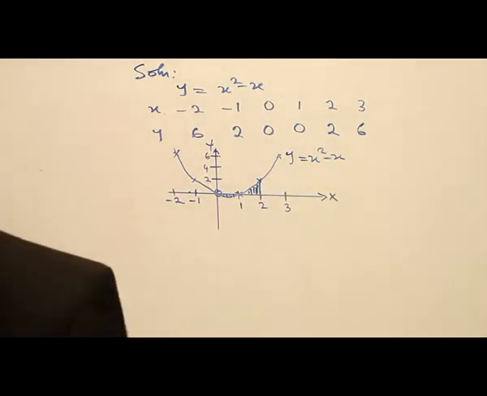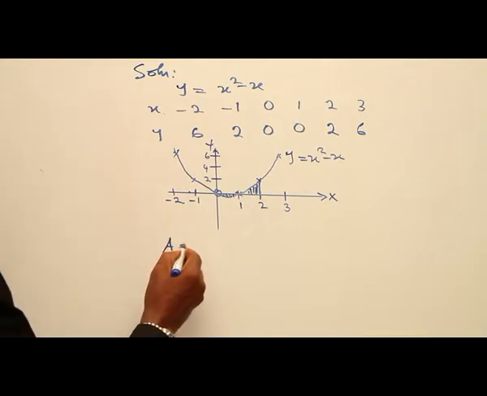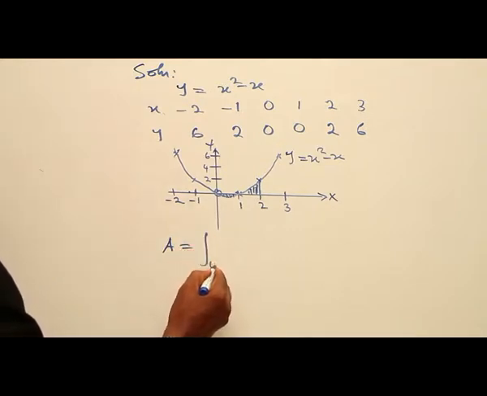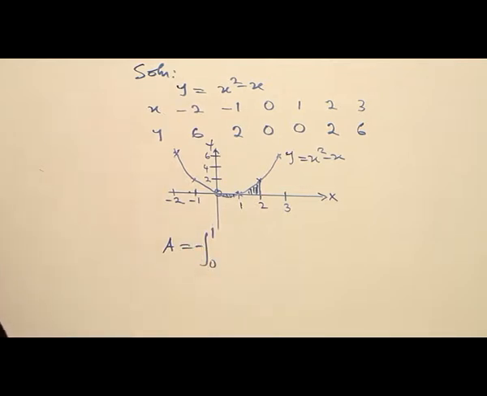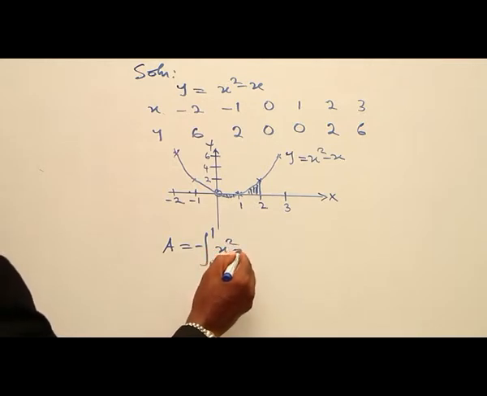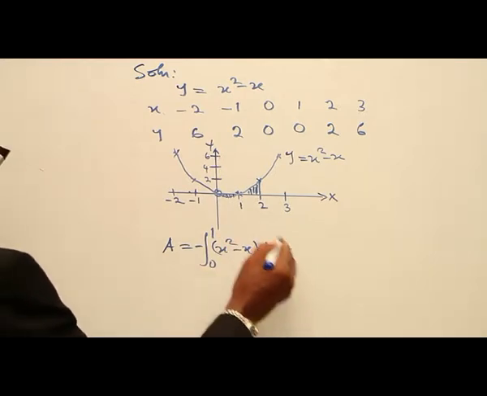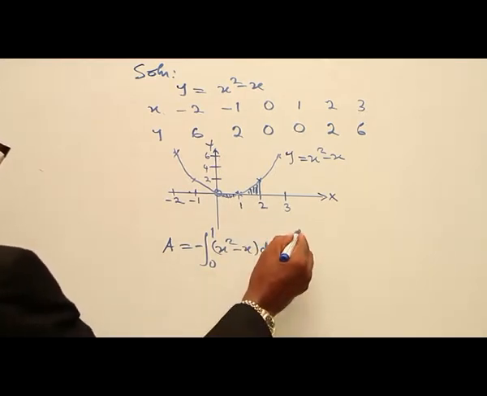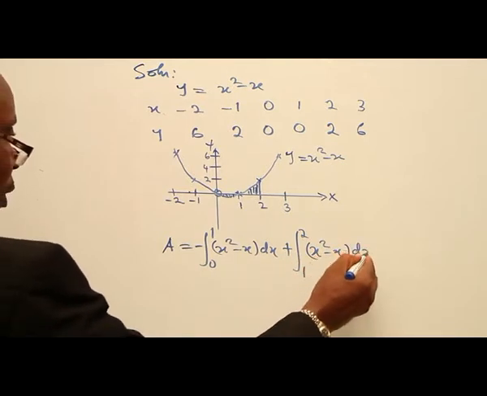So this done, what do we do next? We are now going to integrate our given function from 0 to 1 and from 1 to 2. So how do we go about that? Our area will be equal to integrating from 0 to 1, and it becomes minus because it's below the x-axis, and the function is x squared minus x with respect to x, and then plus integrating from 1 to 2, the same function x squared minus x with respect to x.